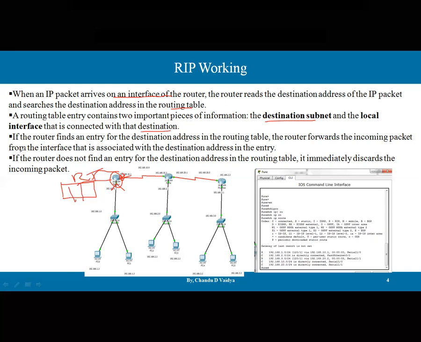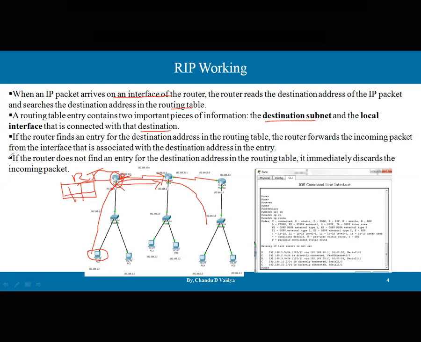This starts to follow the second step. If the router finds the entry for the destination address in the routing table, the router forwards the incoming packet from the interface that is associated with the destination address in the entry. So if it is found in the routing table, only then is it going to be forwarded to the next network. So let's say if this is sending a request to here, or here, only this exit interface is going to help us forward this message from this network to that network. If the router does not find an entry for the destination address in the routing table, it immediately discards the incoming packet.